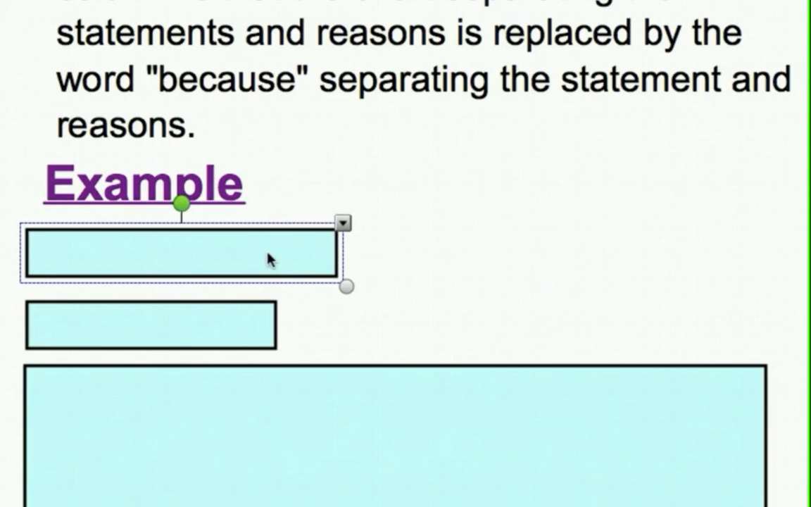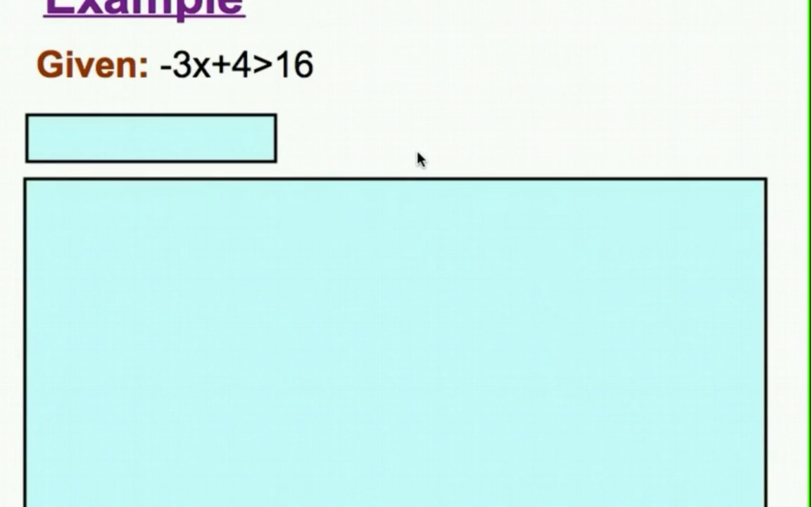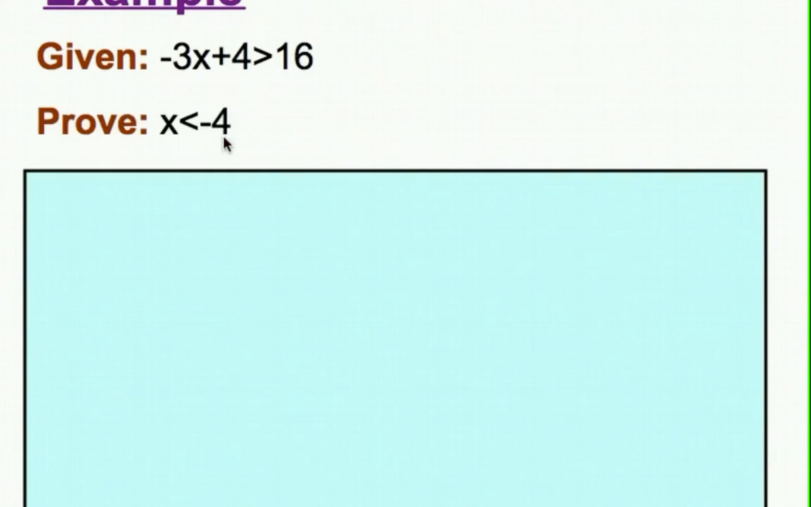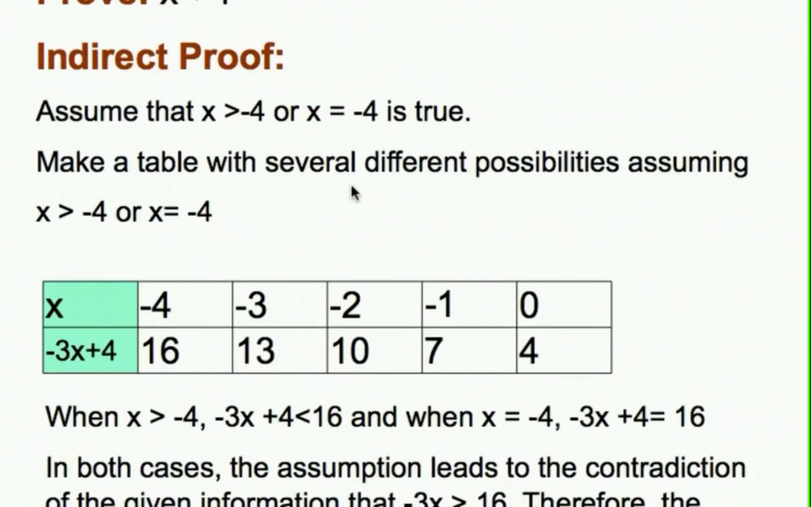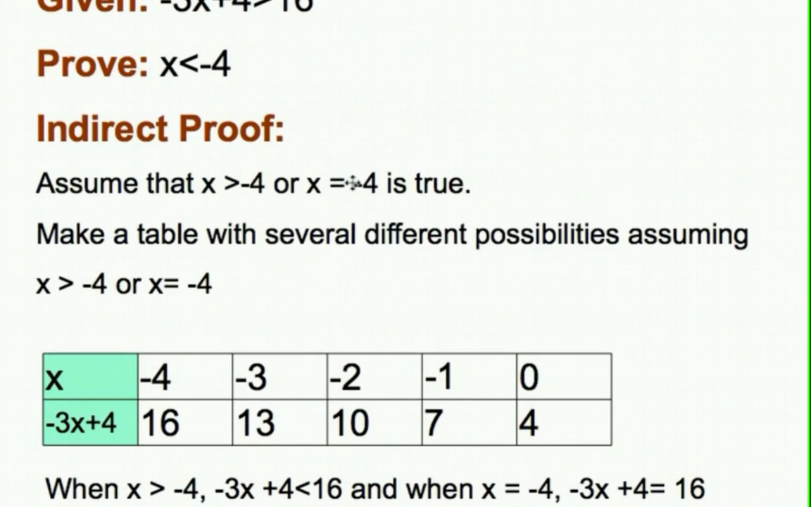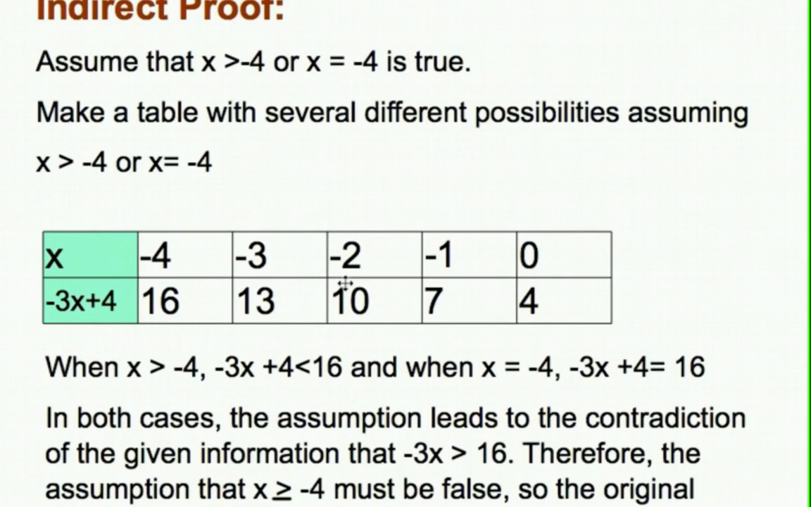First, the given is negative 3x plus 4 is greater than 16. Now we have to prove that x is less than negative 4. So this is how it goes. First, we have to assume that x is greater than negative 4 or x equals negative 4 is true. Make a table with several different possibilities assuming that x is greater than negative 4 or x equals negative 4. So here is the chart.